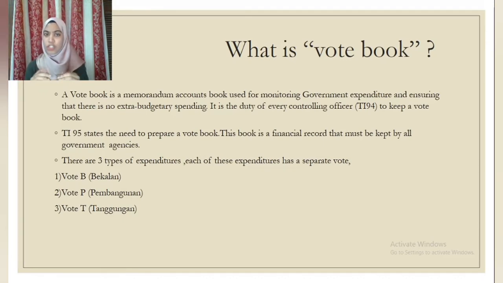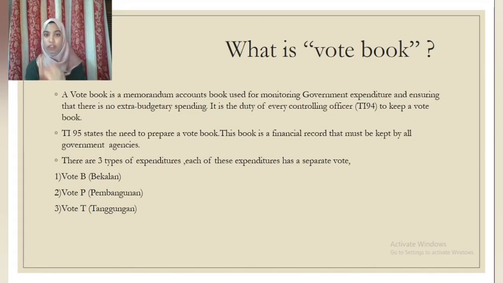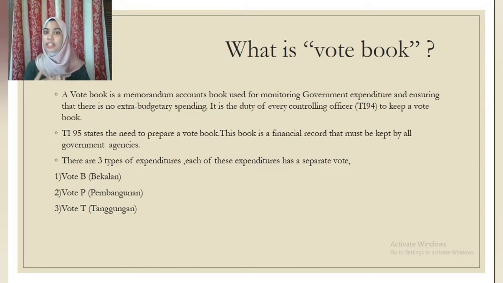So guys, for your information, the accounting system must comply with the federal constitution, statutory and other legal requirements. For instance, TI Treasury Instructions, TC Treasury Circular and also TCL Treasury Circular Letters. In TI 95, it states the need to prepare a vote book, and TI 95 also states the duties of the controlling officer. Okay, this vote book is a financial record that must be kept by all government agencies. There are 3 types of expenditure. Each of these expenditures requires a separate vote, for example vote B, vote P, and also vote T.